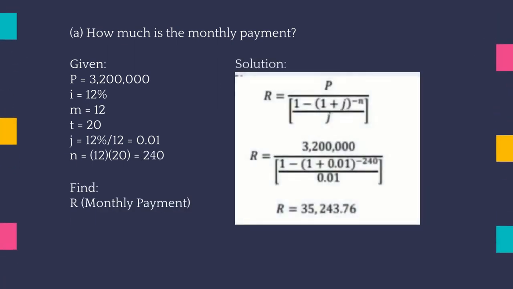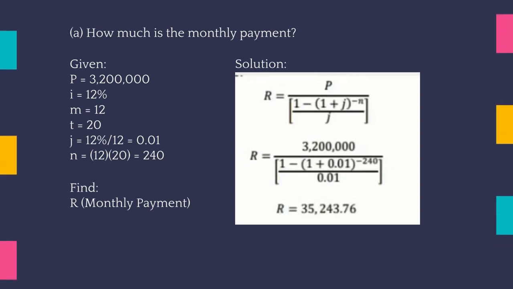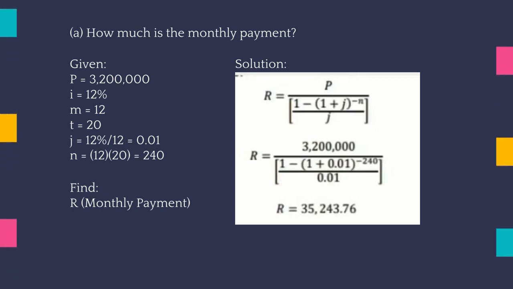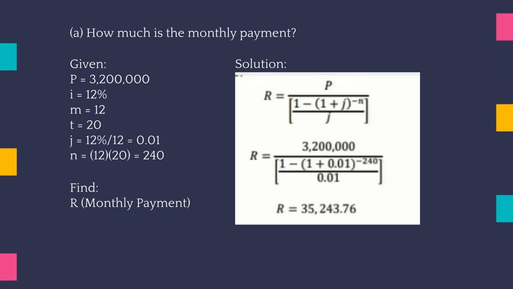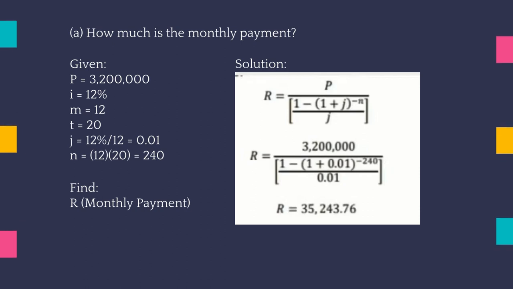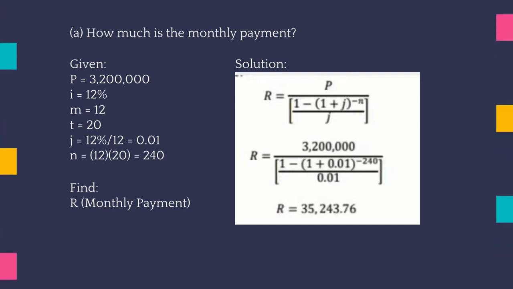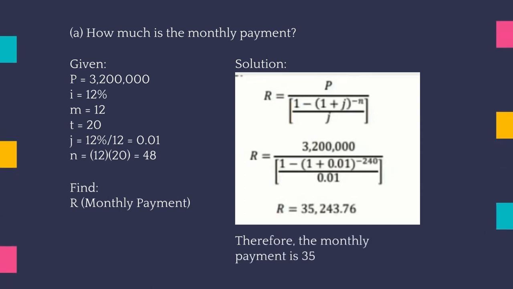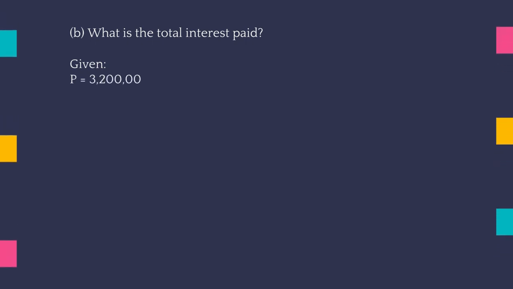In order to find the monthly payment, we need to use the formula R is equal to P over (1 minus (1 plus J) raised to the power of negative N) over J, and then substitute the values. R is equal to 3,200,000 over (1 minus (1 plus 0.01) to the power of negative 240) over 0.01, which is equal to 35,243.76. Therefore, the monthly payment is 35,243.76.